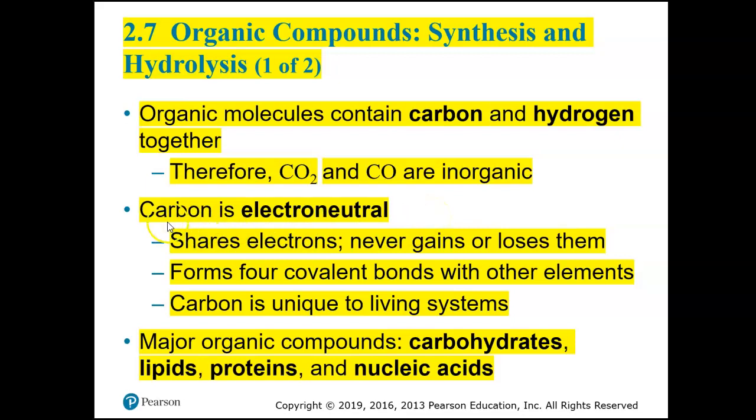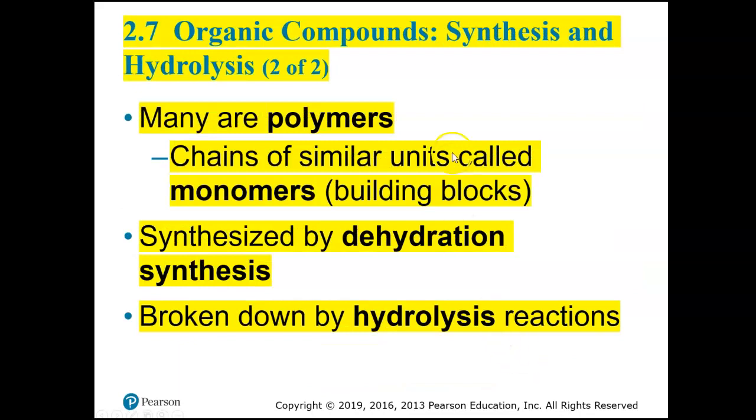Macromolecules is what you call them sometimes, because of the fact that carbon can form 4 covalent bonds. The groups of biomolecules, or major organic compounds, that we're getting ready to study are carbohydrates, lipids, proteins, and nucleic acids. Many of these organic compounds are polymers. That means they're long chains of individual building blocks called monomers. For example, proteins are polymers, and the monomers, or building blocks, of proteins are amino acids.